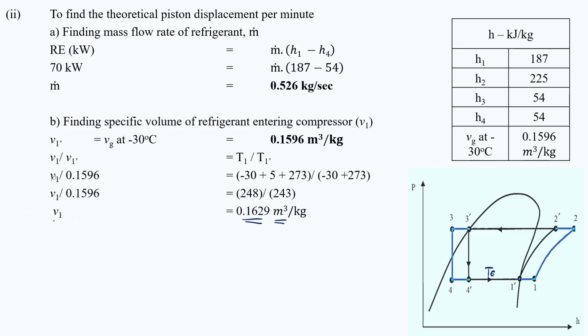Even though the method is slightly longer compared to the graphical method, we can actually get an accurate result when we use this Charles law or V1 by T1 form.